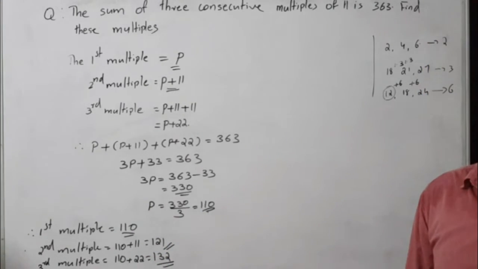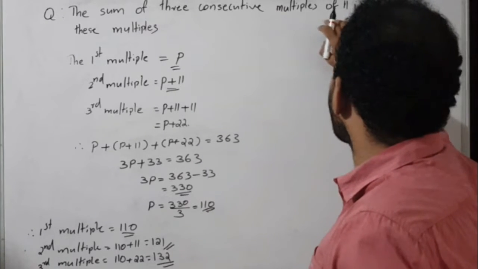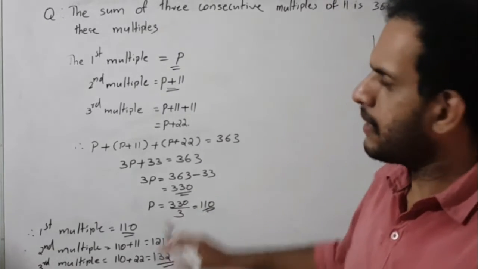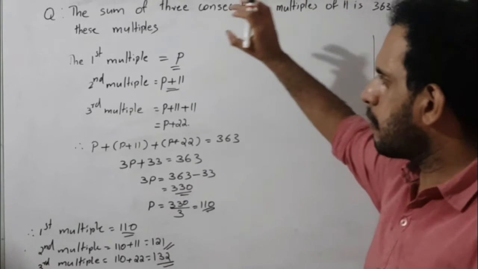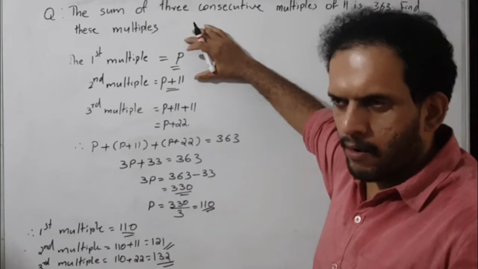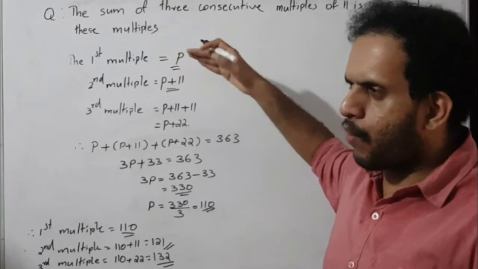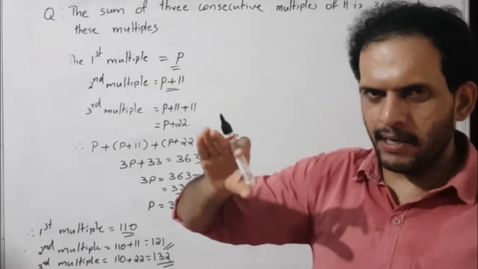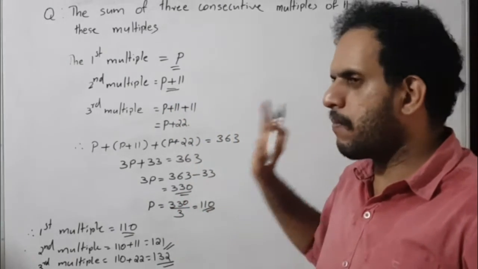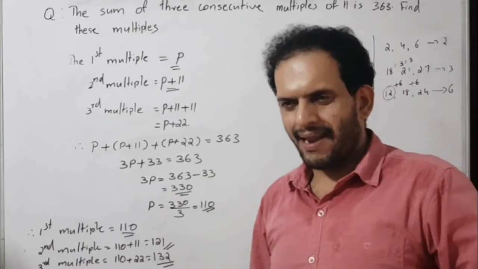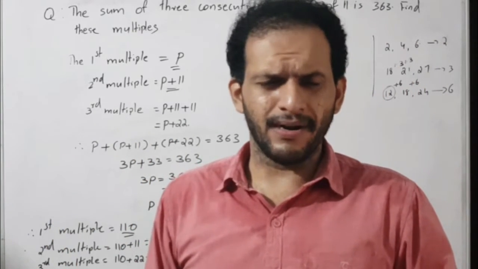Okay? This is an idea to find the sum of three consecutive multiples of 11. If you take the first multiple as a variable, then you just add the number one time, then you get the second multiple. If you add the number two times, then you get the third multiple, like this. This way it is possible to write many multiples of one number.